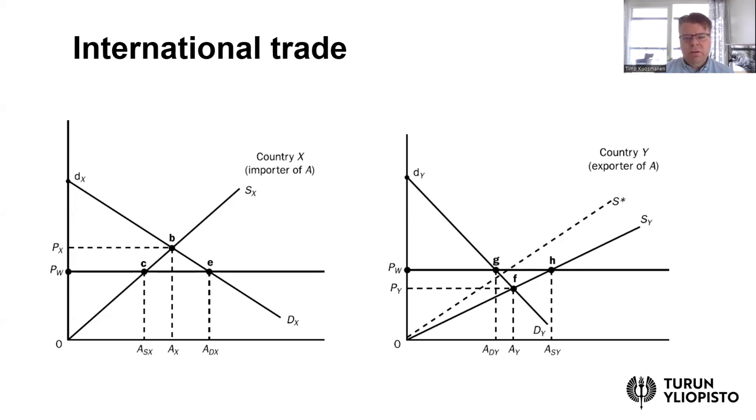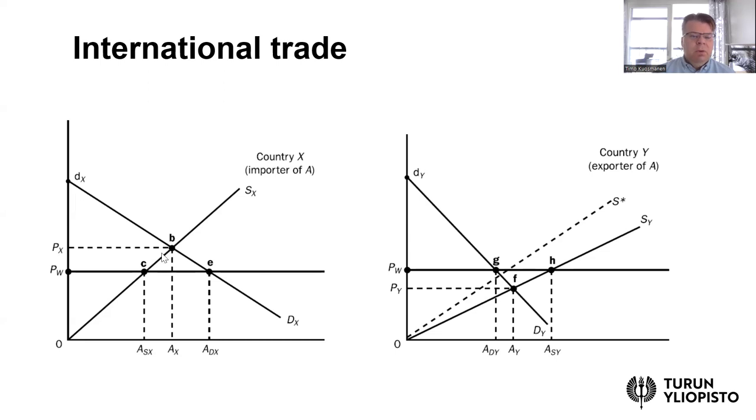So let's again consider the example with two countries. We have country X on the left-hand side and country Y on the right-hand side, and let's consider a starting point where there is no trade. Initially, in the domestic equilibrium of supply and demand, we have a decreasing demand curve and an increasing supply curve in country X. Without trade, the equilibrium would be in point B, where the price level is PX and the amount consumed and produced of commodity A is AX.